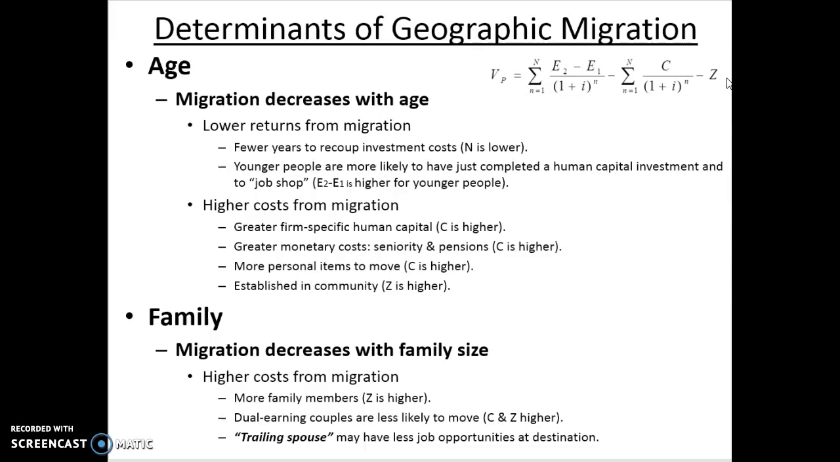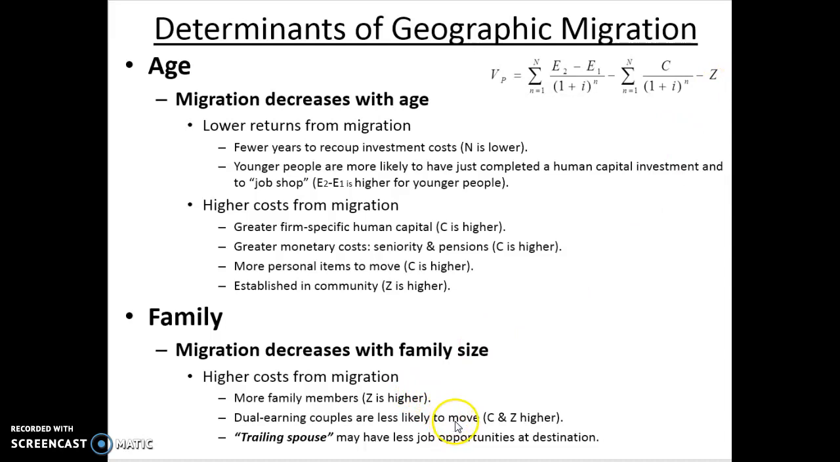This establishment gives you continuity and gives you a certain comfort that you lose when you go to a new location. That has to be considered. Migration also decreases with the size of the family. Families have more people, so with more people, Z is higher. You don't just have one person experiencing psychic costs, you have other people. The spouse, the kids, they all have to be considered.